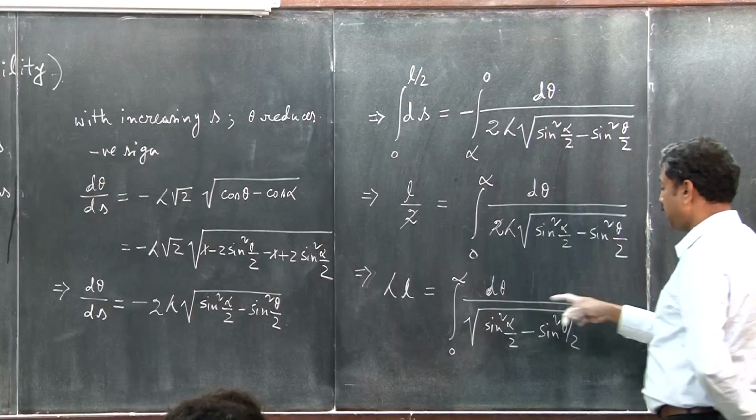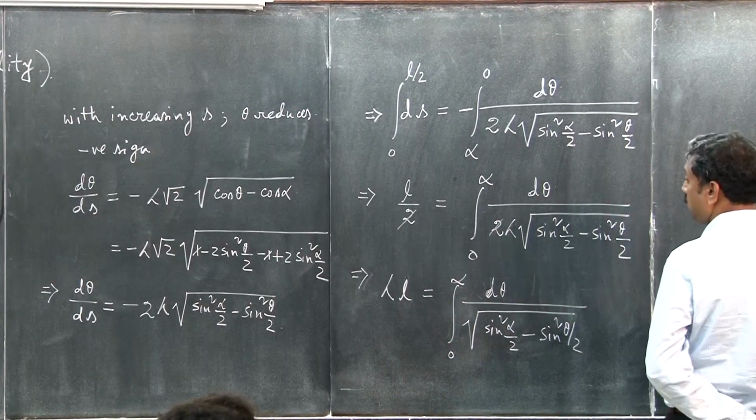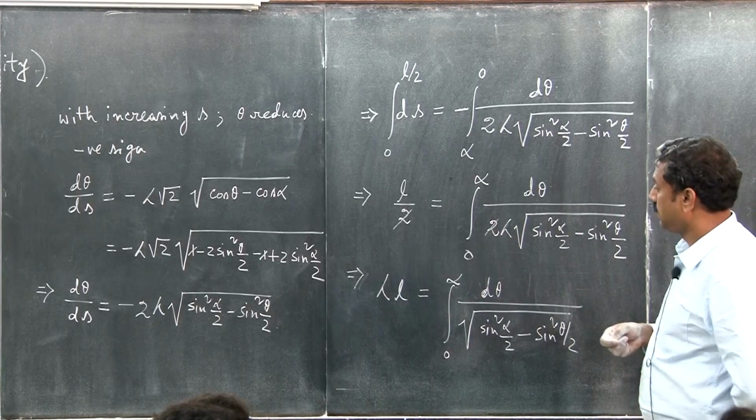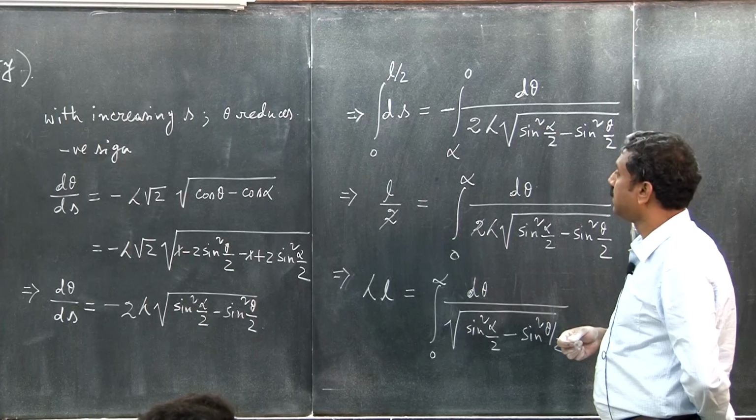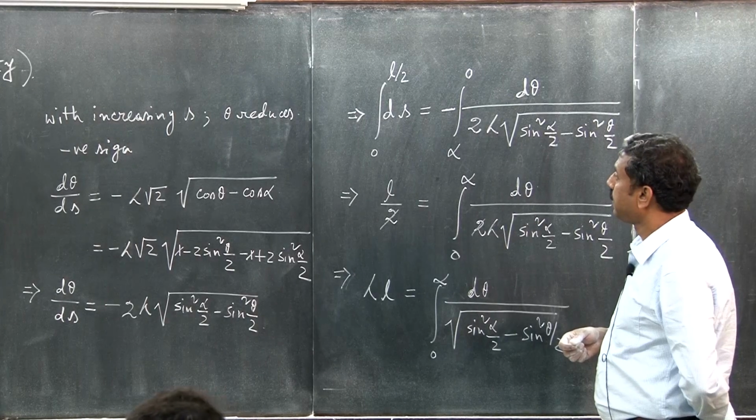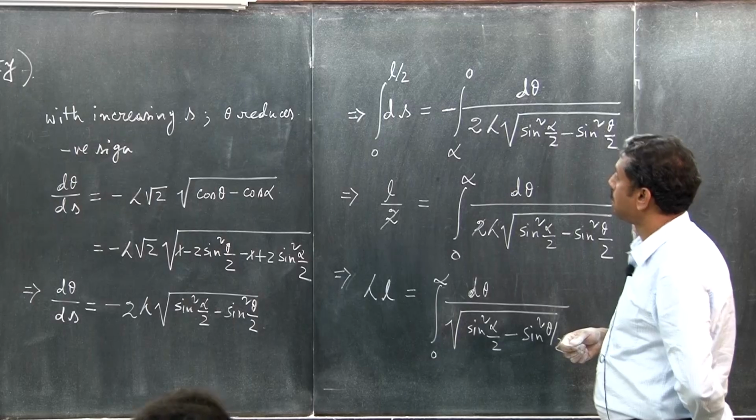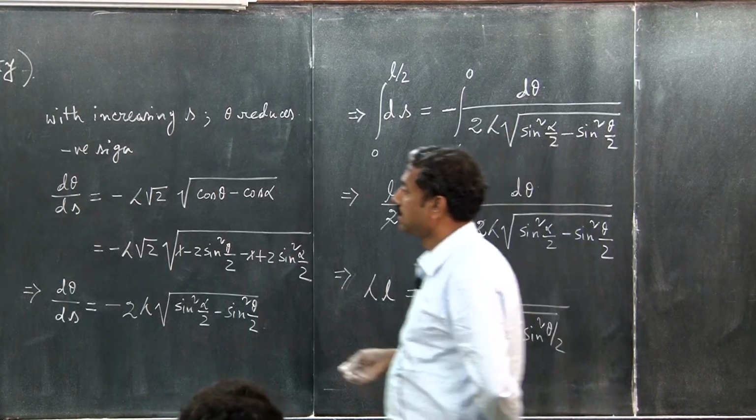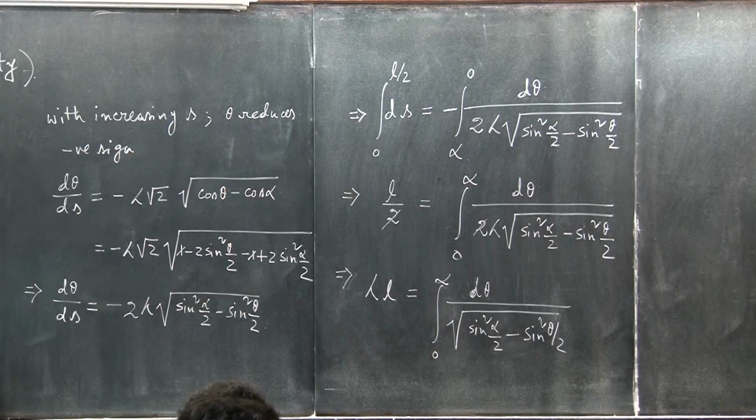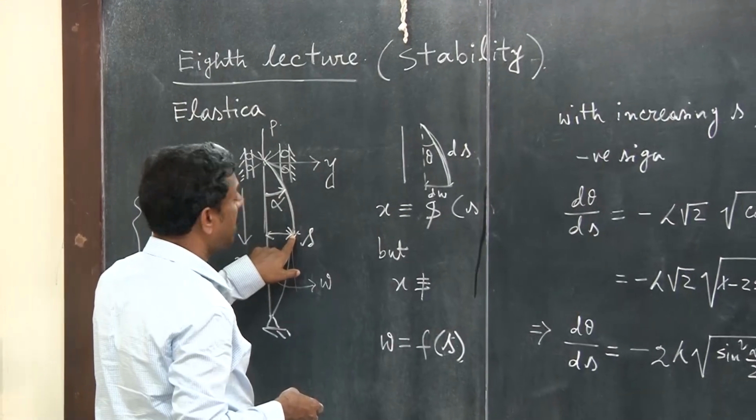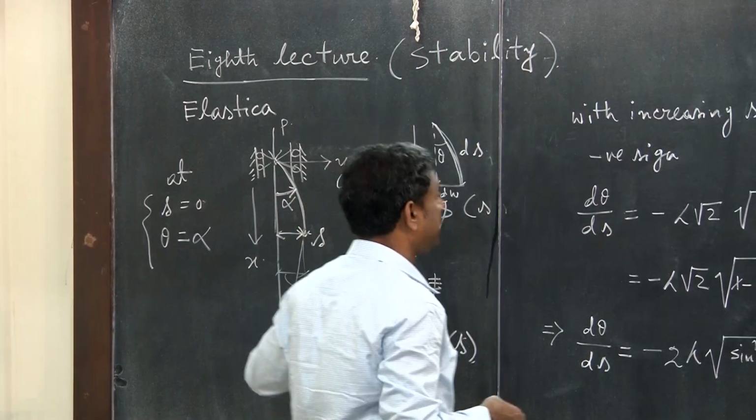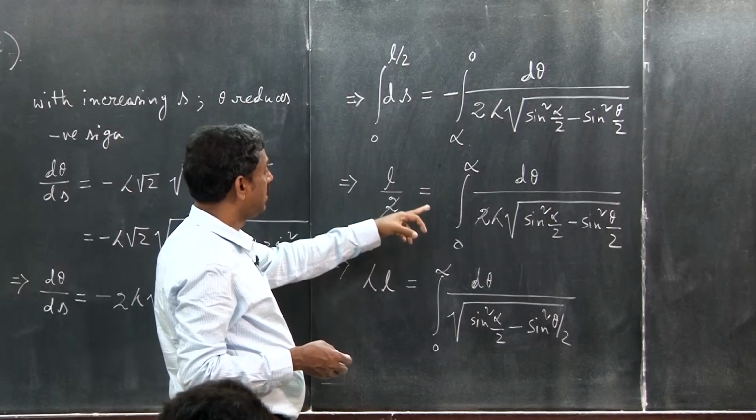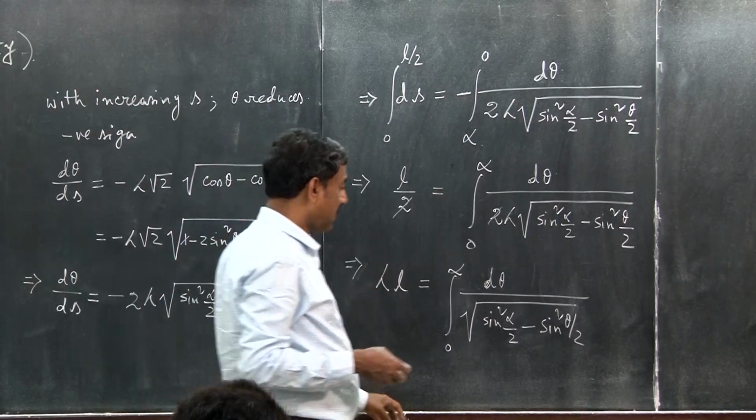Now I will simplify this integral. Since in this expression I am missing a half, I missed it somewhere. Alpha 0, that is perfectly fine, because from here I am taking alpha, and here it is basically 0. So it must be 0 to L, so L by 2, and then 2 will come. Okay, that's fine.